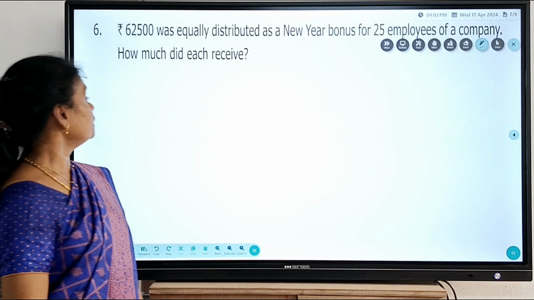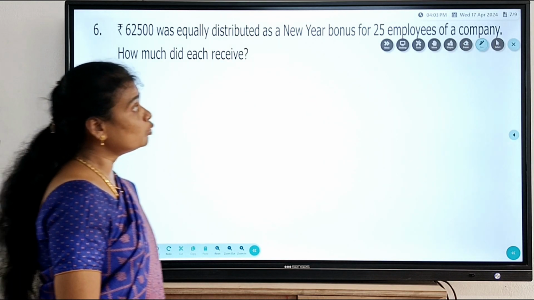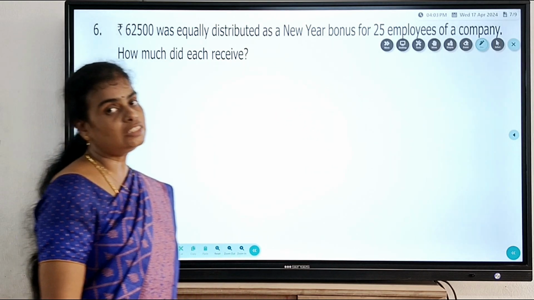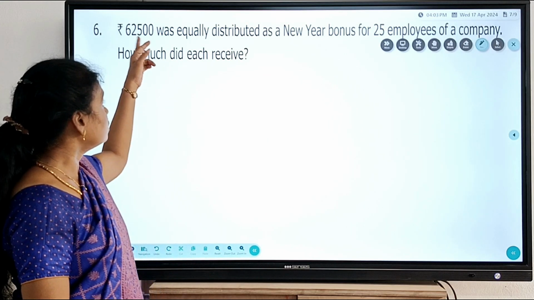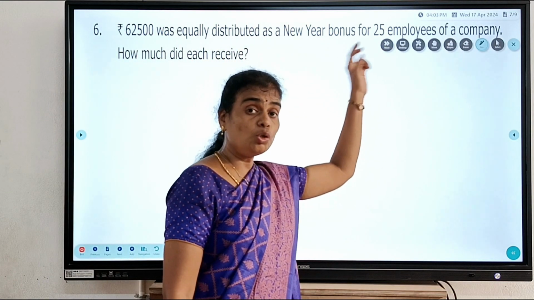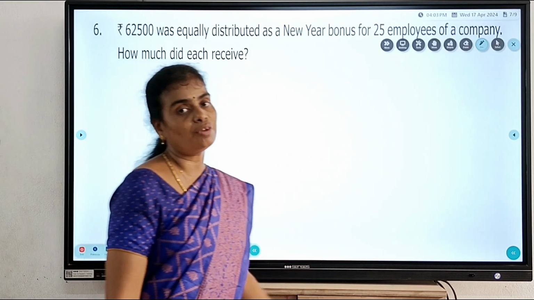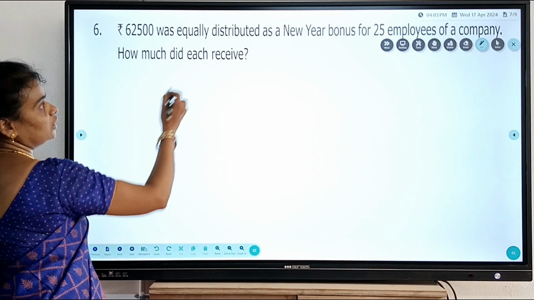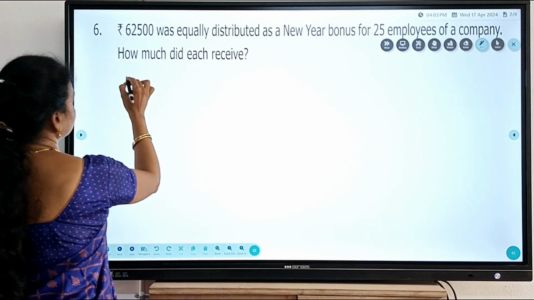Next one, rupees 62,500 was equally distributed as a New Year bonus for 25 employees of a company. How much did each receive? So what are we going to do here? The total amount is given and the number of employees is given. You must find out how much amount is distributed to all these 25 members equally. So here we are going to do division. We are dividing this amount among 25 employees.